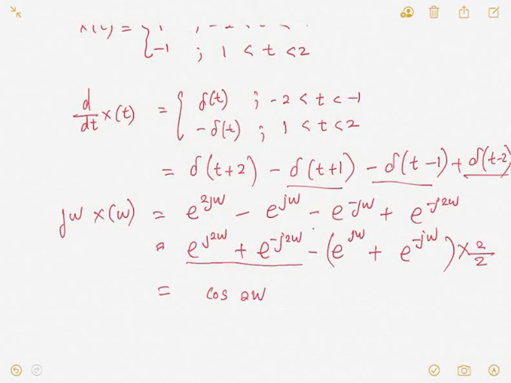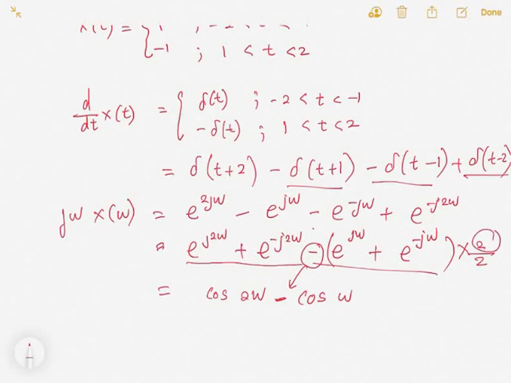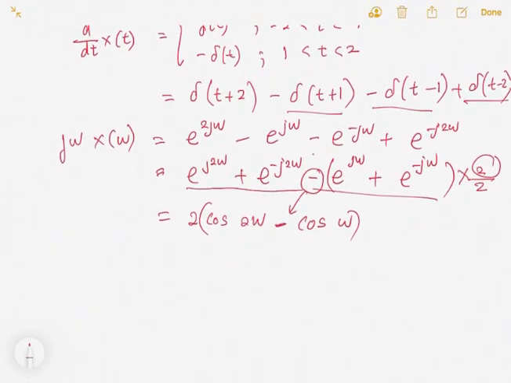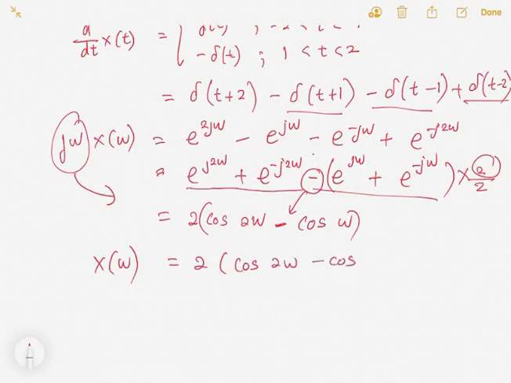And then this part. I have minus, okay, minus is from here. So this one, exponent j omega plus exponent minus j omega divided by 2, I can change to cos omega. And the remaining 2 is multiplied, so 2 like this. So what is the answer for X(omega)? I bring the j omega to the right-hand side: 2 cos 2 omega minus cos omega, divided by j omega. Okay, class, understand?